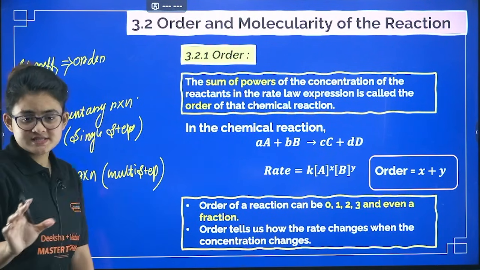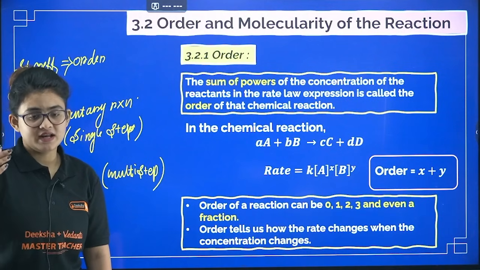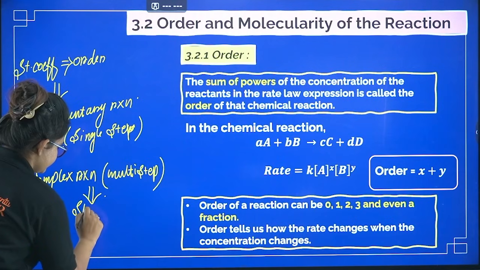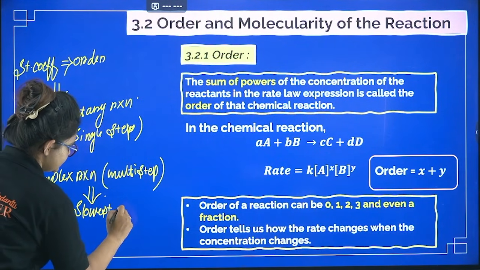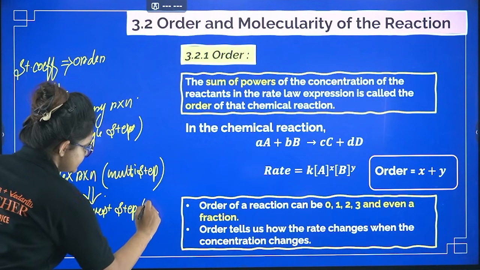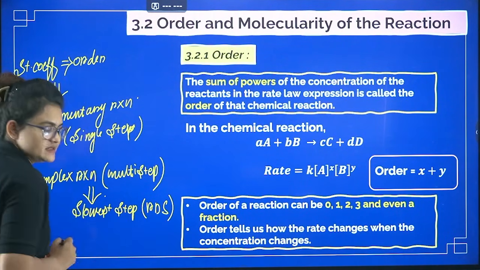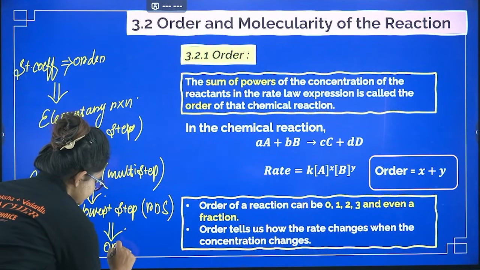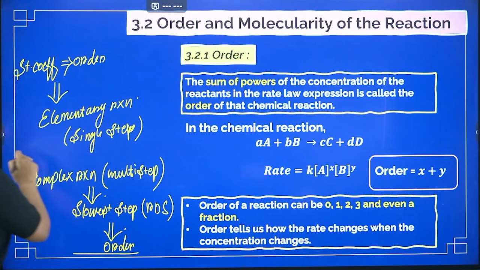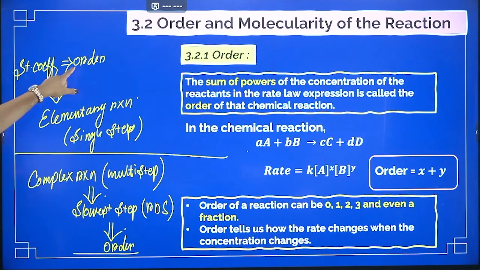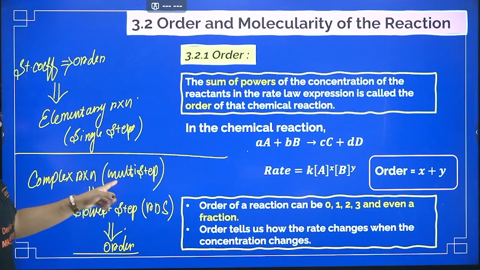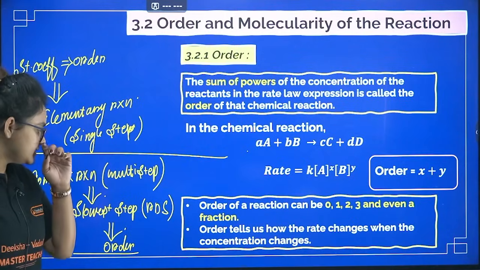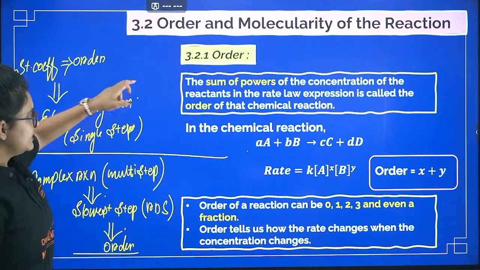So definitely I will not sit to calculate the rate for all the steps. I will find out the slowest step. The slowest step is called the rate determining step, RDS. That will give me the order. I guess this is clear to you. For an elementary reaction, the stoichiometric coefficient can give you the order, but for a complex, multi-step reaction, I have to find out the slowest step, the rate determining step, that will give me the order. I guess it's clear. Yes, let's proceed.